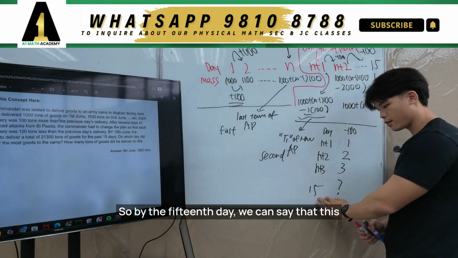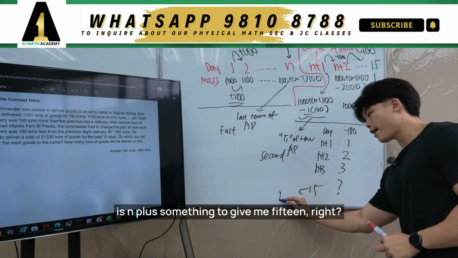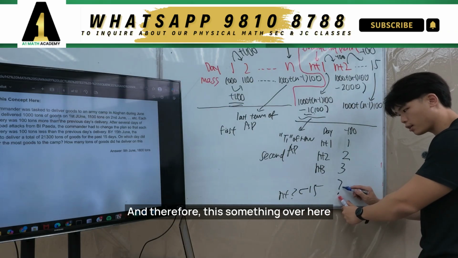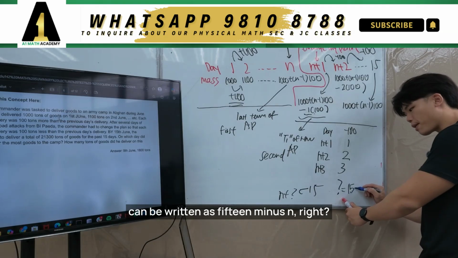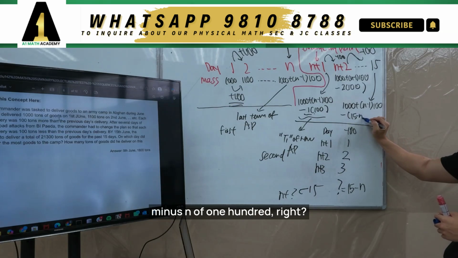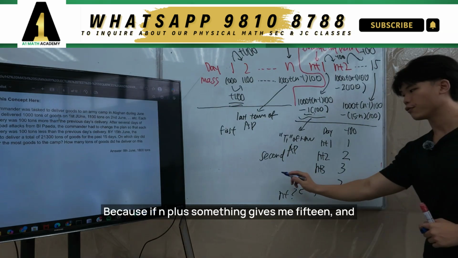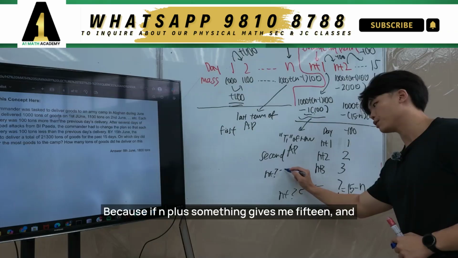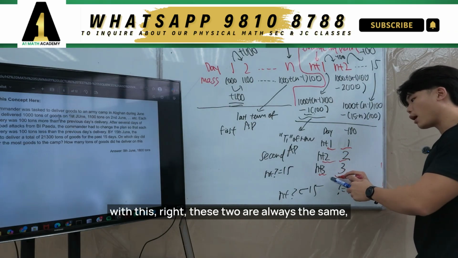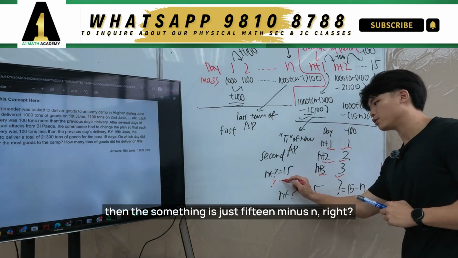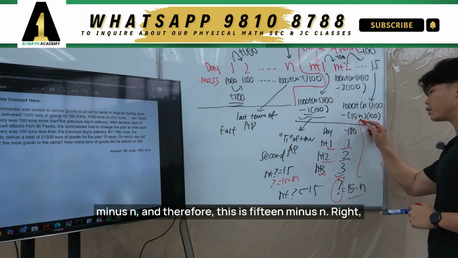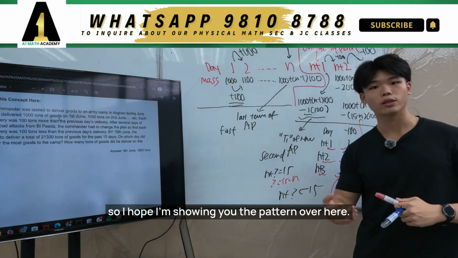So by the 15th day, we can say that this is n plus something to give me 15, and therefore this something over here can be written as 15 minus n. So over here, I will write minus 15 minus n of 100. Because if n plus something gives me 15, and you realize that this number always coincides with this, these two are always the same, then the something is just 15 minus n. So I hope I'm showing you the pattern over here.